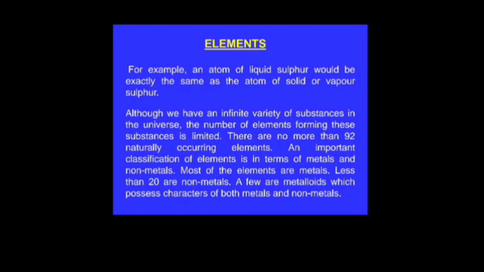Although we have an infinite variety of substances in the universe, the number of elements forming these substances is limited. There are no more than 92 naturally occurring elements. An important classification of elements is in terms of metals and nonmetals. Most of the elements are metals. Less than 20 are nonmetals. A few are metalloids, which you are going to study in the higher classes.